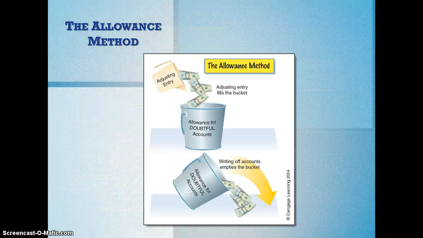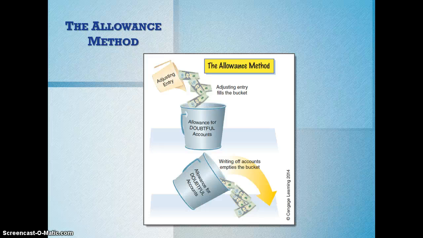So it looks a little bit like this, which is the illustration that's in your book as well. So the adjusting entry puts this pool of money into our allowance for doubtful accounts, and then every time we write an account off, we are taking some out of that pool. Okay.